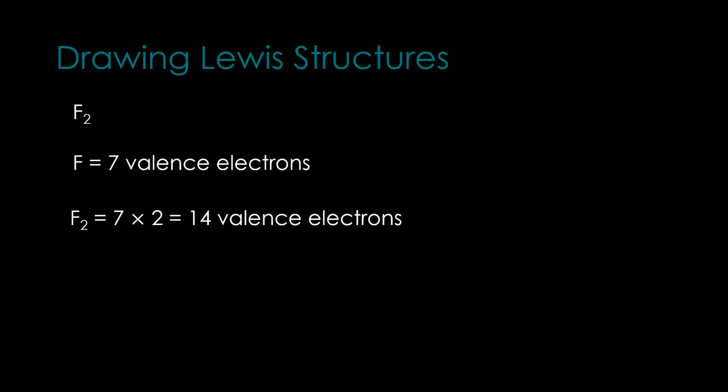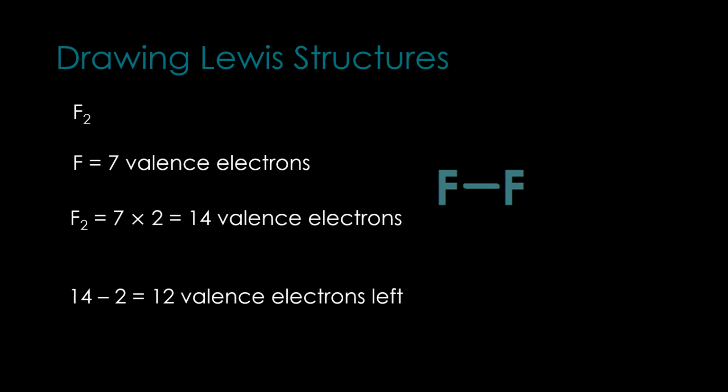Next, draw the skeletal structure of the molecule. Don't worry about the lone electrons just yet. Simply draw the single bonds between the atoms involved. Now calculate how many valence electrons are left after drawing the bonds. Since a single bond contains 2 electrons and there is only 1 single bond in this skeletal structure, subtract 2 electrons from 14, which tells us 12 valence electrons are left.